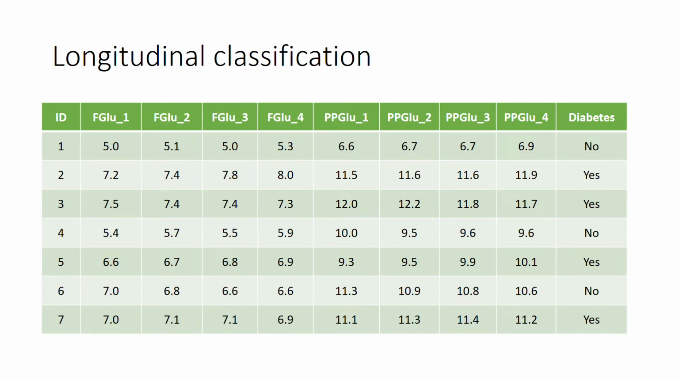So in the task of longitudinal classification, we would like to predict that diabetes label using these 2 longitudinal attributes that represent the fasting and postprandial glucose levels at different time points.